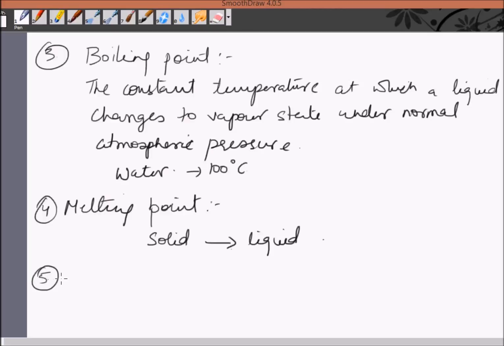So what is the fifth property? It is sublimation, that is, the ability to sublimate. It is nothing but a solid on heating or cooling changing directly into the vapor state, that is, directly changing into gas.